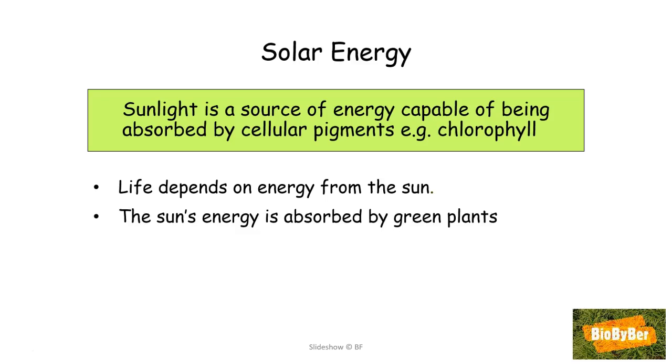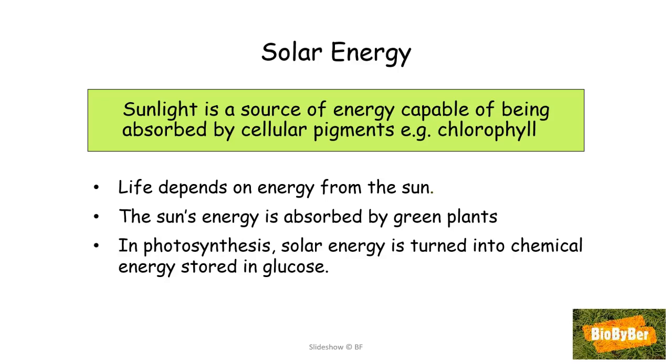The sun's energy, as we've said, is absorbed by green plants. In photosynthesis, the solar energy or the sunlight is turned into chemical energy which is stored in glucose. This is an energy conversion where solar energy is converted to chemical energy. So in a nutshell, solar energy is one source of energy for the chemical reactions that go on in cells.